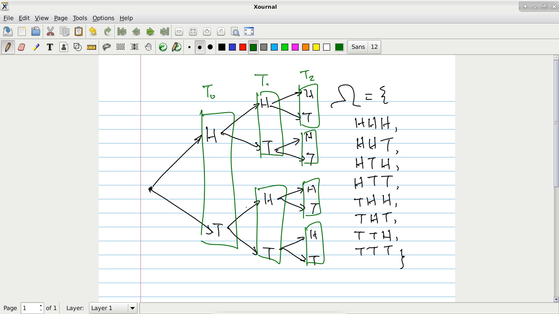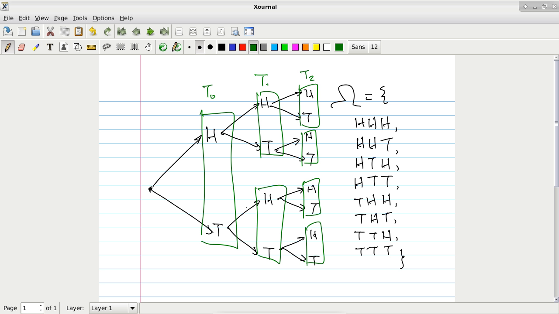And to generate the actual omega, it's pretty simple as well, because you just say, for everything that can happen in the first trial, let's combine it with everything that can happen in the second trial, and combine it with everything that can happen in the third trial. So it's relatively easy to generate it and to calculate the size, or the number of elements, in omega in this case. So are we good so far?